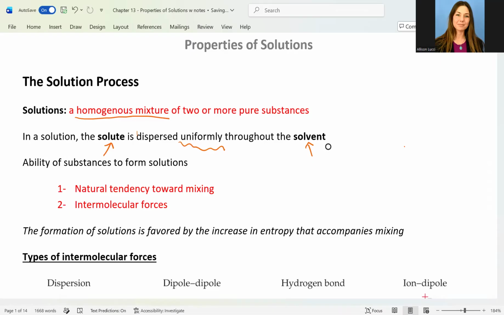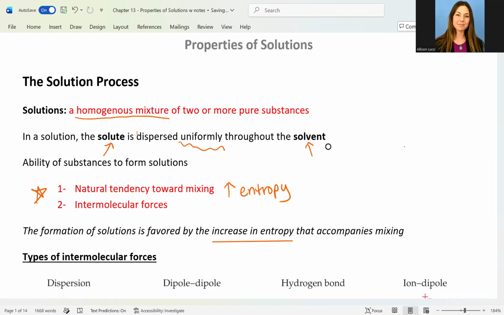So let's talk about the ability of substances to form solutions. So I mentioned that it could be any phase of matter, any combination of phases as well. And really, it just depends on two main things here. So the natural tendency towards mixing, and we can think of things mixing together as an increase in entropy. So the disorder or chaos. So when we increase entropy here, that happens during this tendency of mixing.